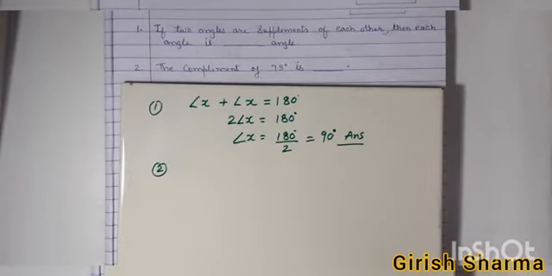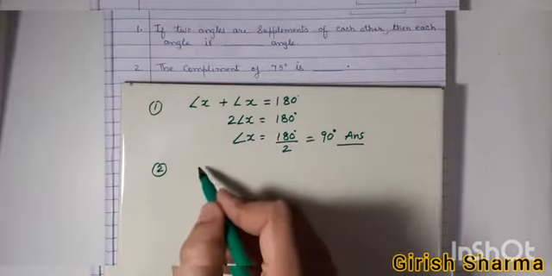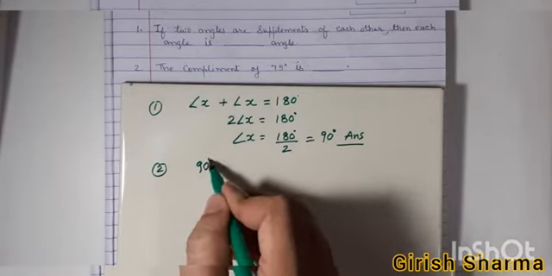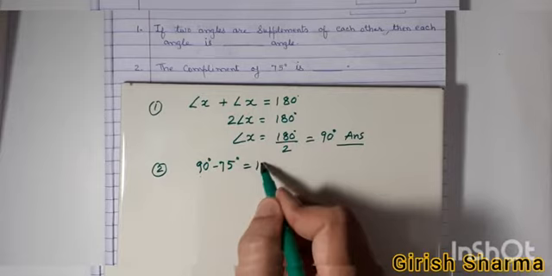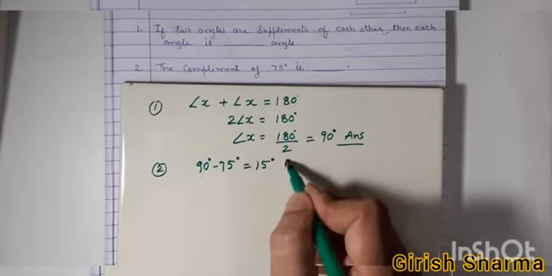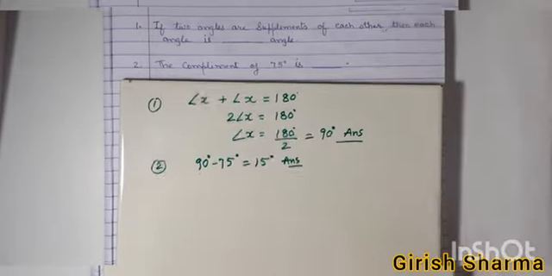Yes, question number 2. The complement of 75 degree. First of all, what is the meaning of complement? Complement meaning is the sum of two angles is 90 degree. Then what is the complement of 75? You can write directly 90 degree minus 75. This will come 15 degree. 15 degree is your answer.